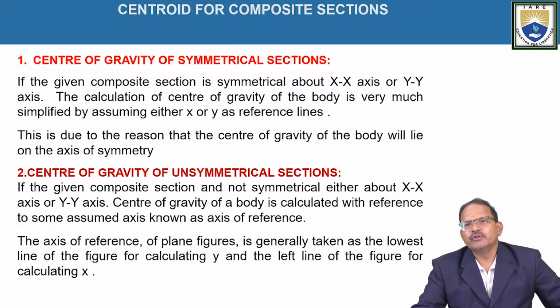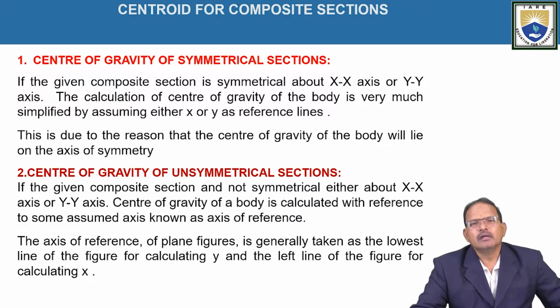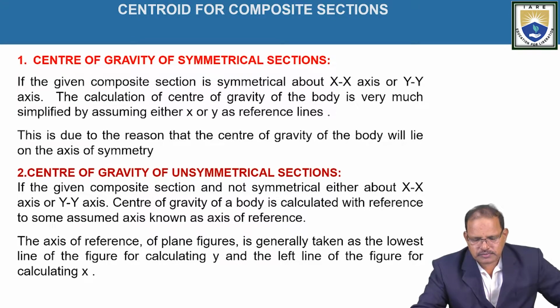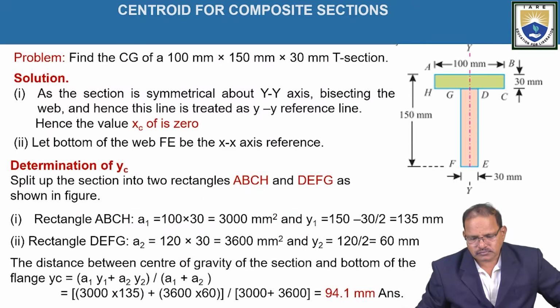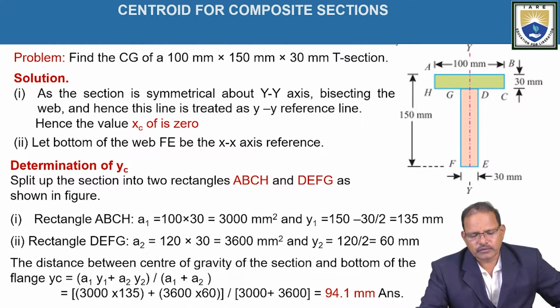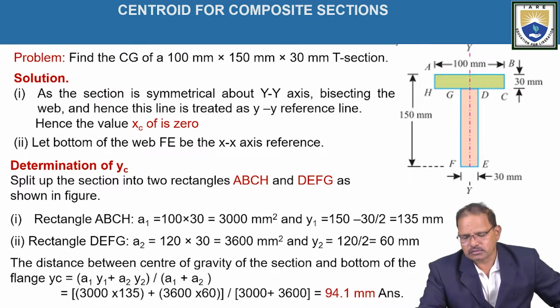Now, the centroid of composite sections. Here we are determining the centroid of composite sections, that is symmetrical sections as well as unsymmetrical sections, by using the method of moments. Here I am taking an example: find the CG of a 100 mm by 150 mm and 30 mm T section shown in the figure.